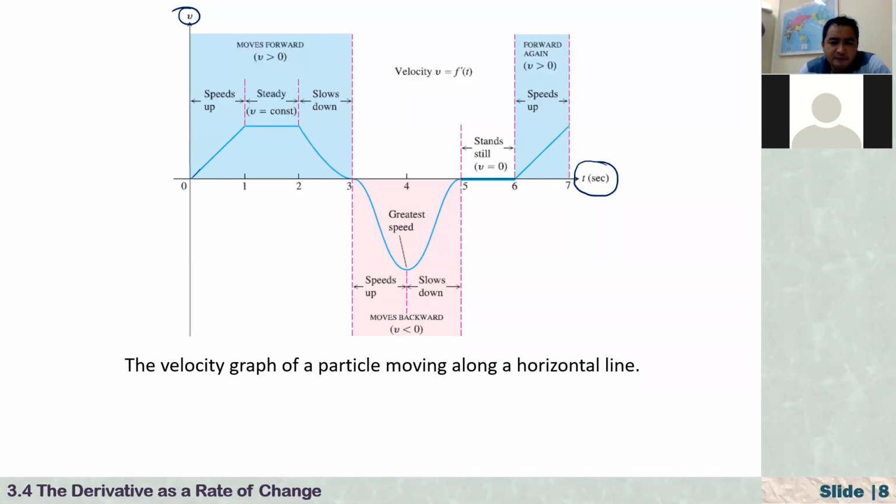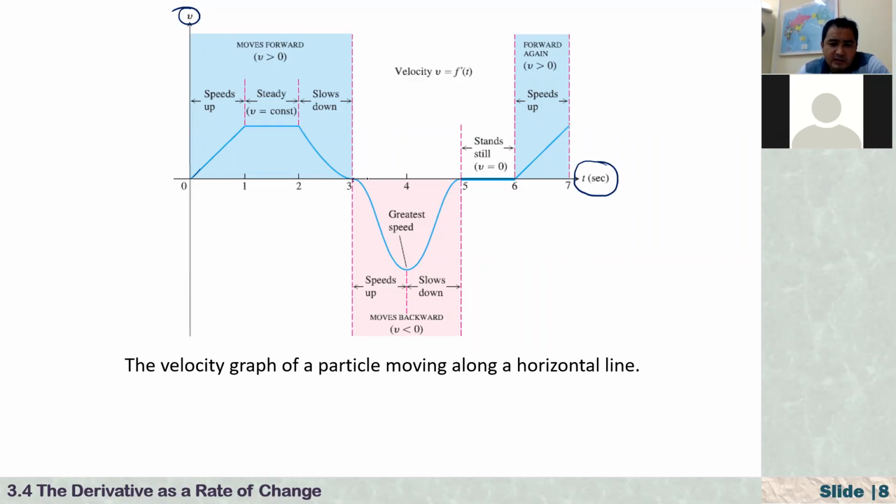For example, you're standing still, and then suddenly you start moving. If you're driving a car, first you speed up. After you reach a certain speed, you keep at that speed and travel a little bit. Maybe after that, you see a traffic light and start slowing down. And here, as I say, the velocity in the pink part is negative.